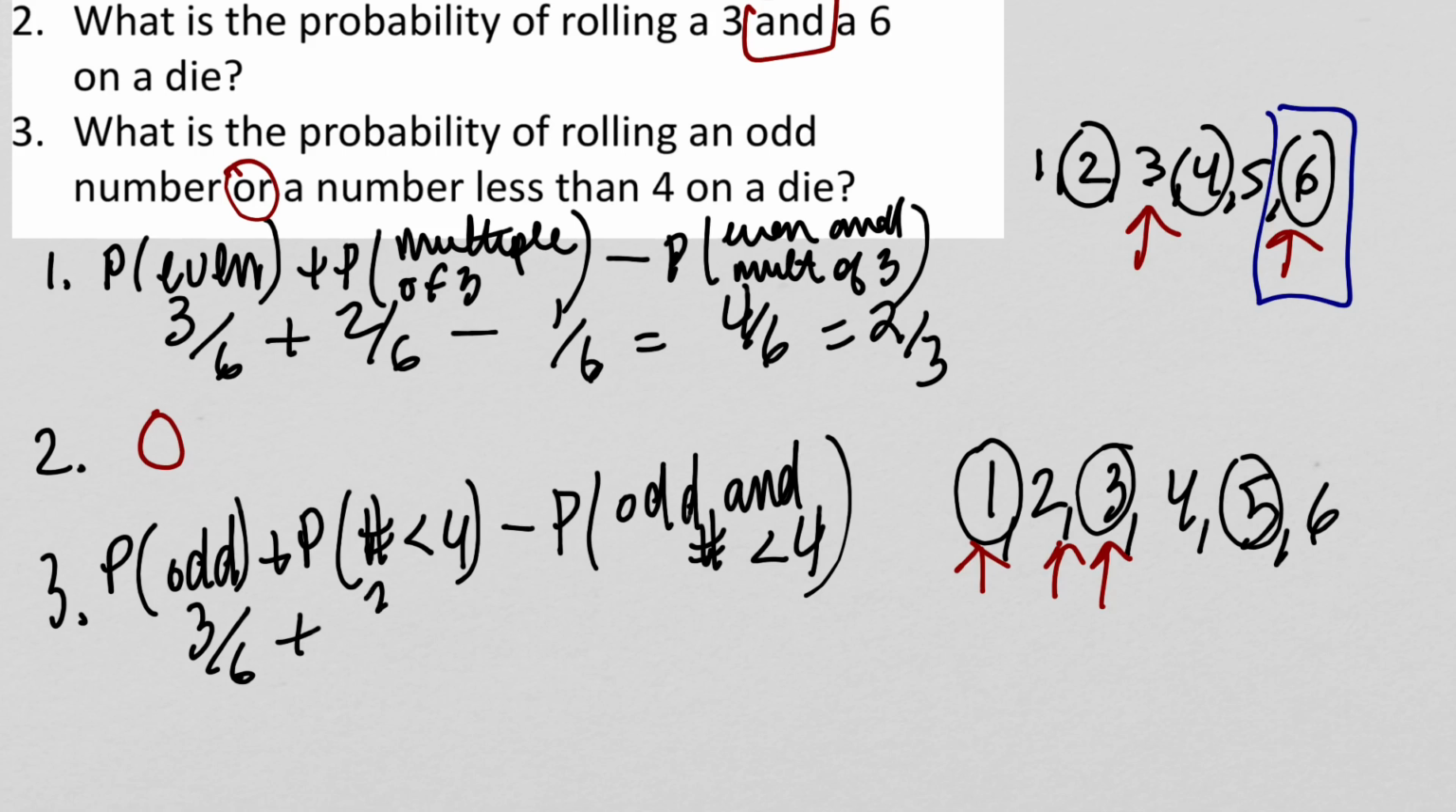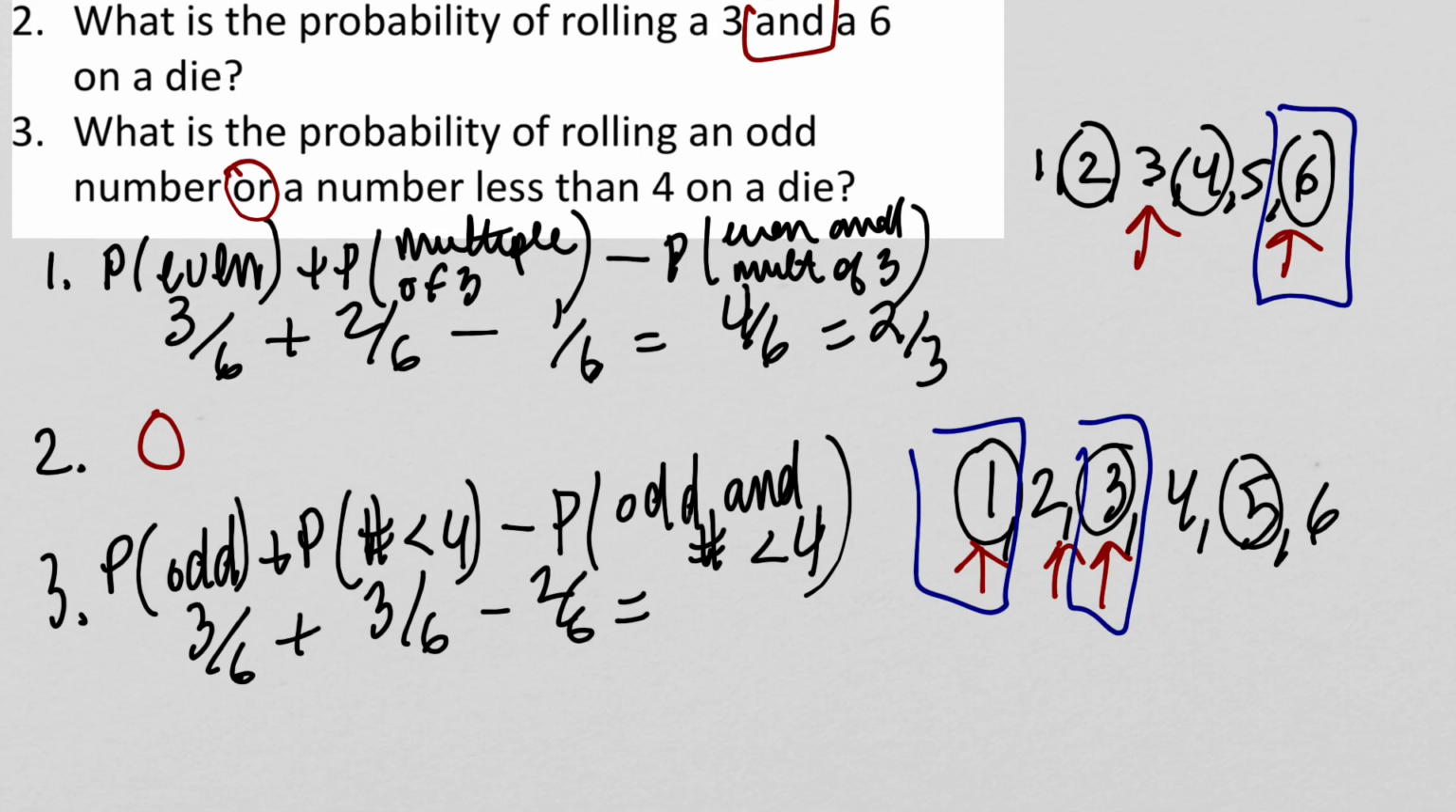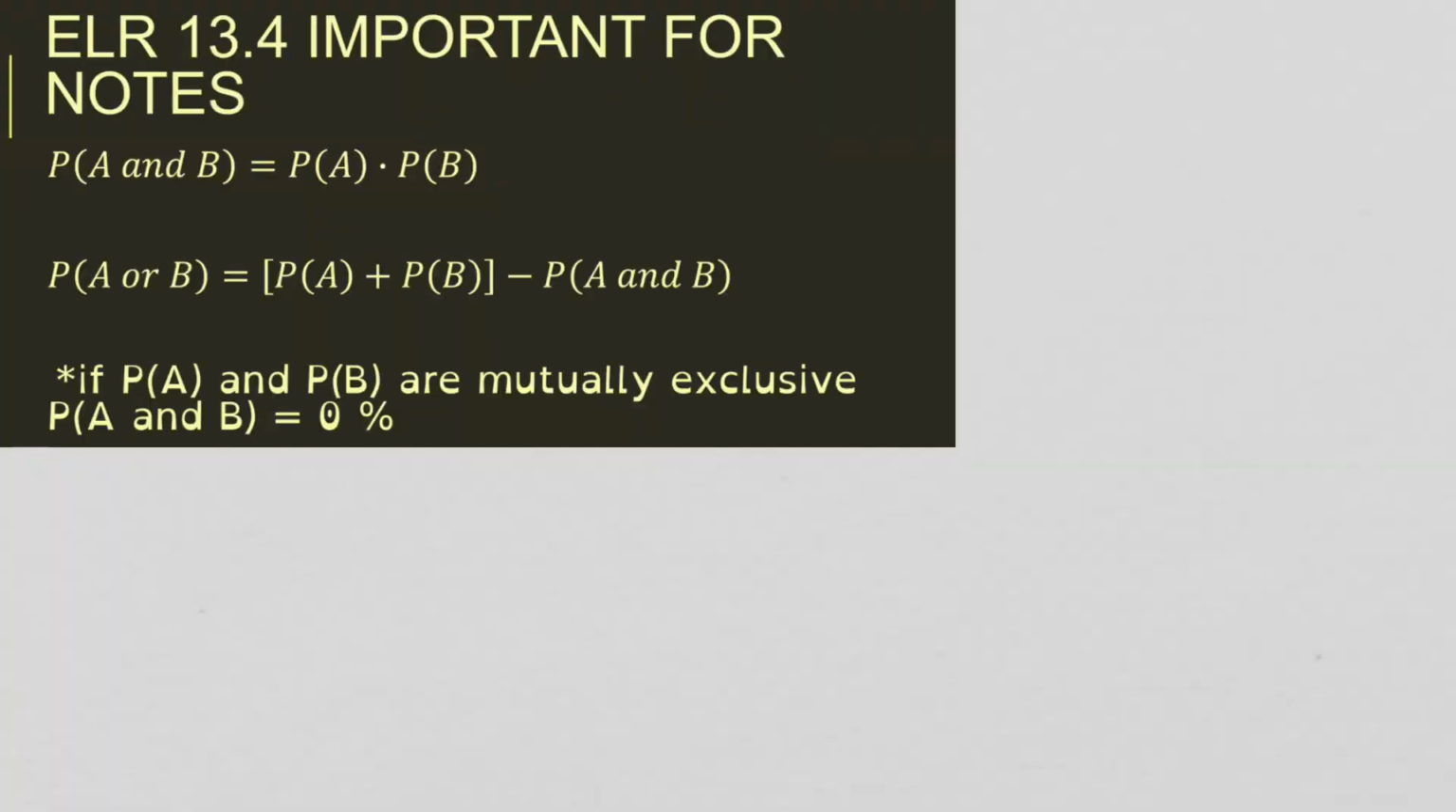So again, that's half of the die, 3 6ths, minus, well, what's odd and also less than 4? We'll take a look. This one and this one. 2 possibilities out of the 6. So I'm going to add 3 and 3 minus the 2. I'm getting 4 out of 6 or 2/3. Again, just like the first problem. All right, so hopefully you have these things in your notes.